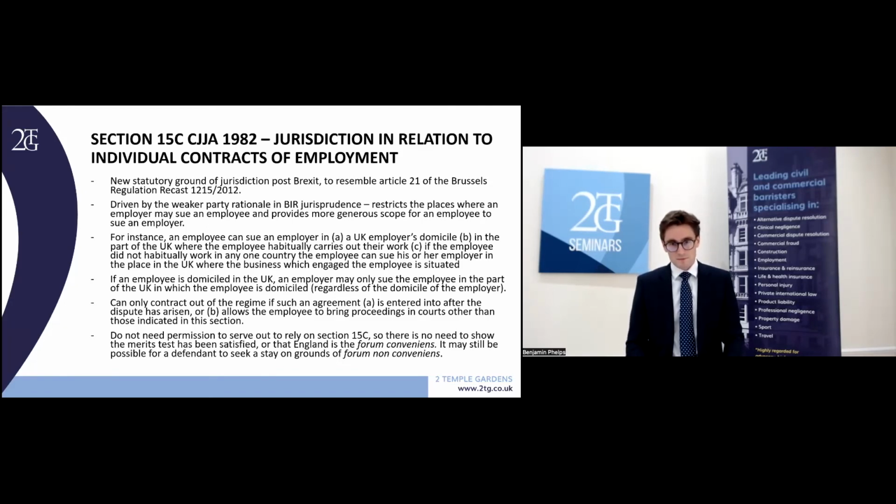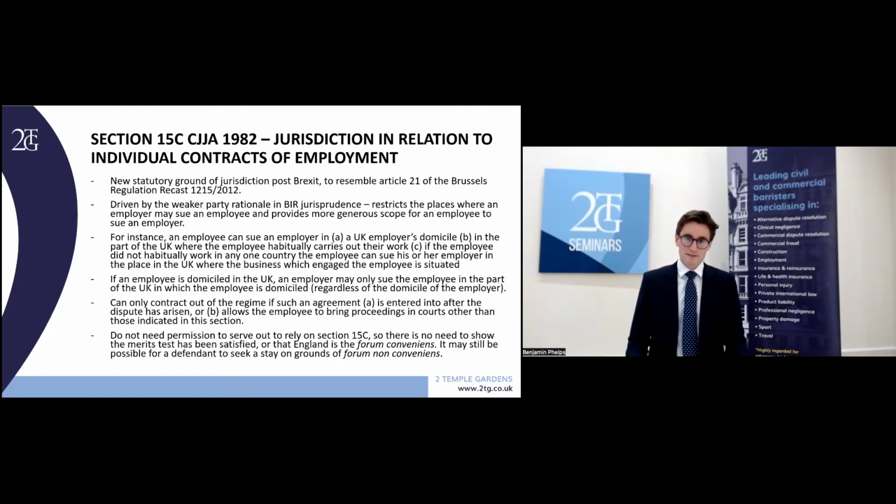Now, this regime is mandatory to a certain extent in that one can only contract out of it, and this is expressed within the terms of Section 15C, if that contract comes after the dispute has arisen and allows the employee to bring proceedings in courts other than indicated in this section.